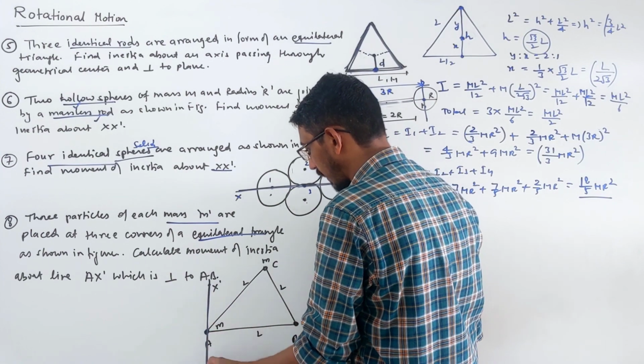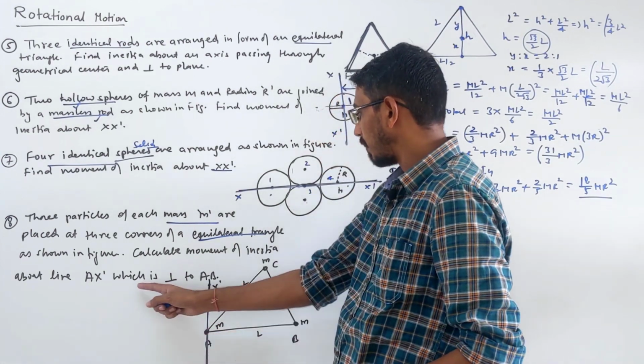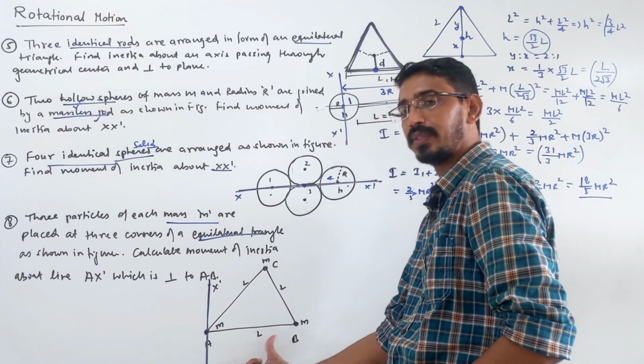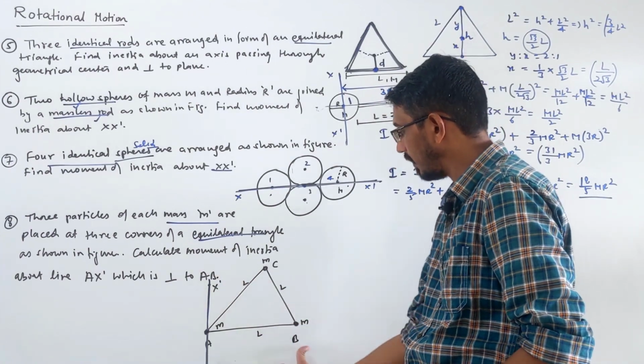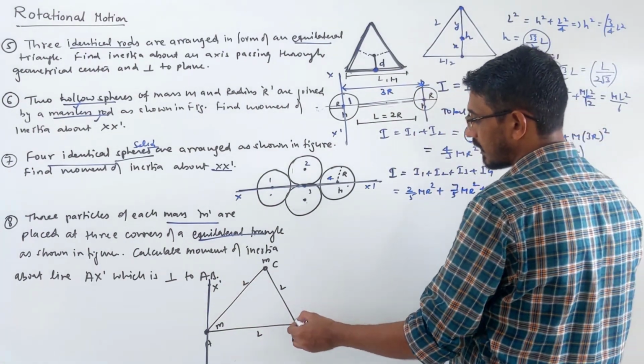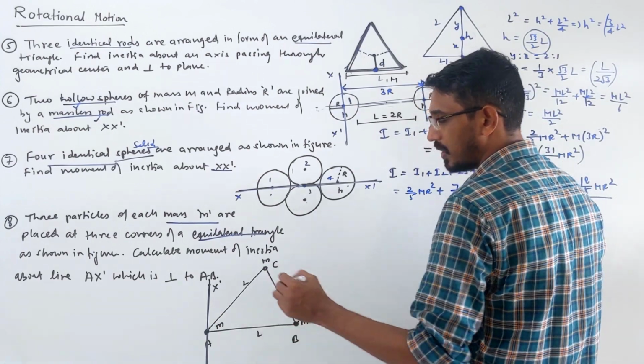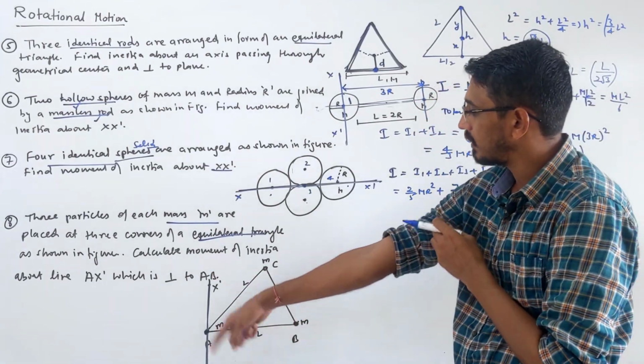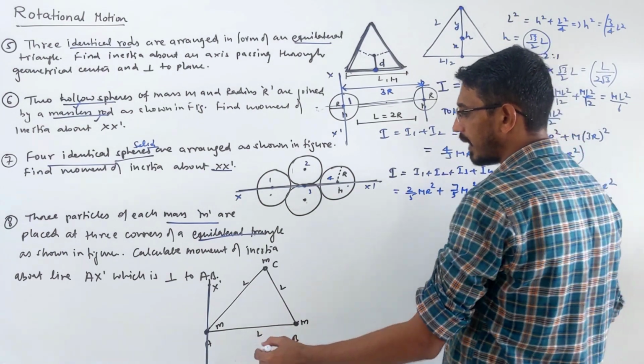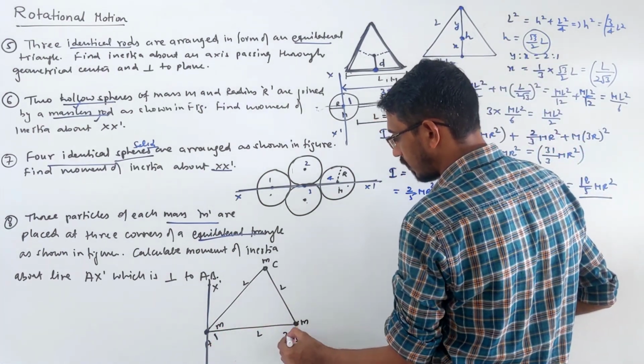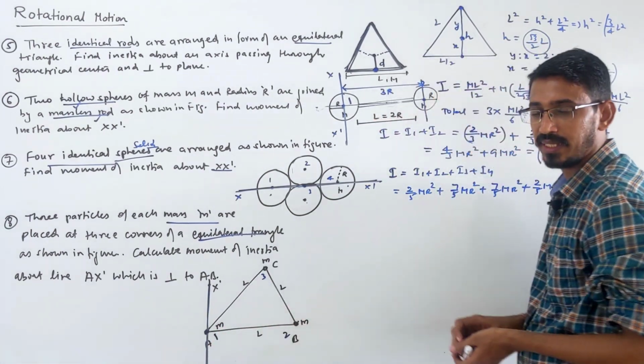So about this line we have to calculate inertia, which is perpendicular to what? Side AB. This line is perpendicular to side AB. This is side AB. So 3 masses are placed at the 3 corners. You can see each has value m. We have to find inertia about that line. Okay, so let's give names. This is mass number 1, this mass number 2, and this mass number 3, so that we can easily understand.